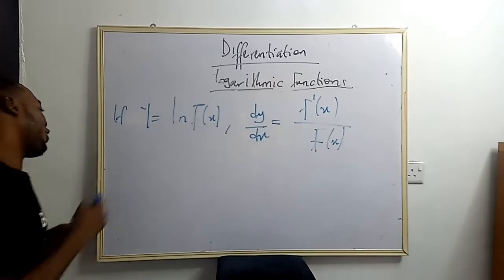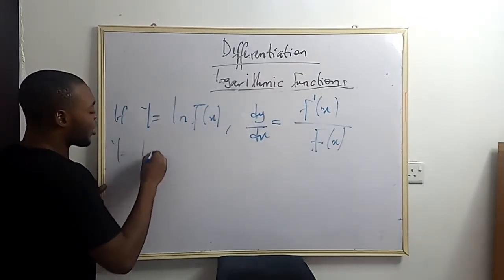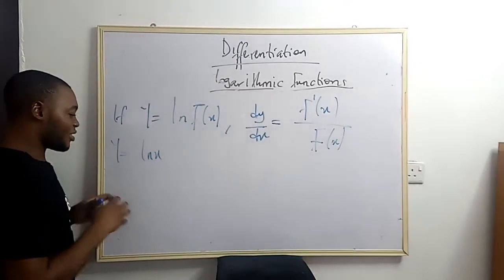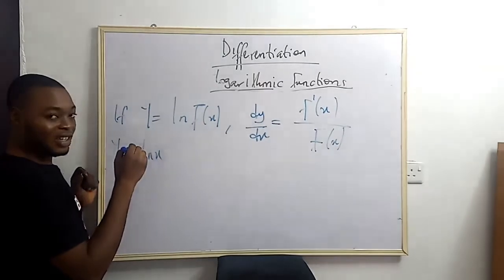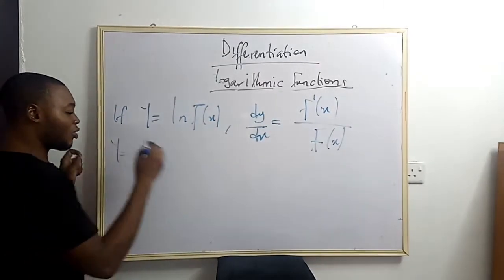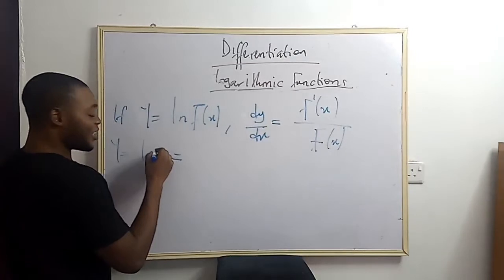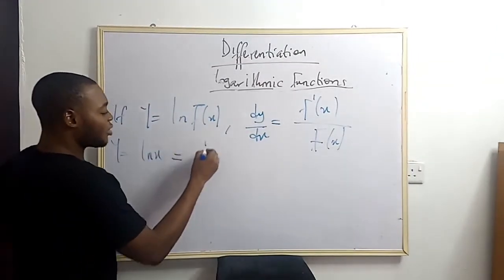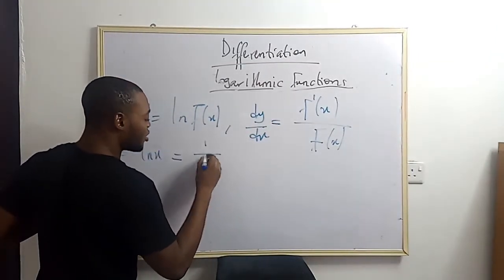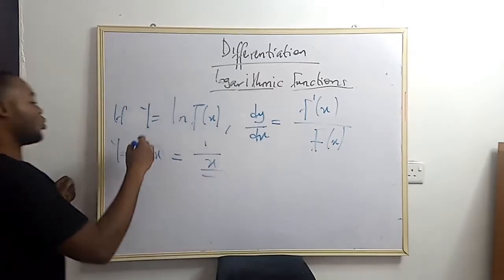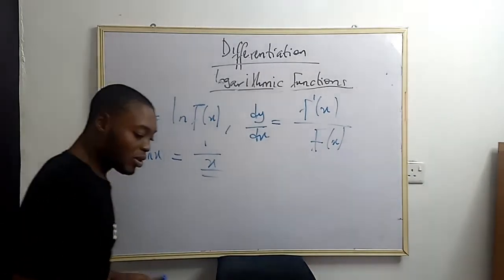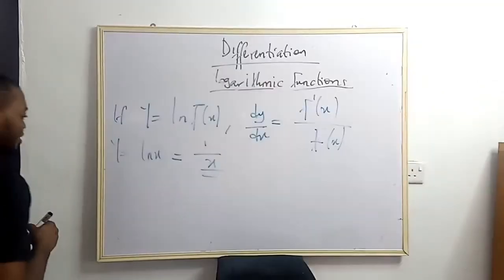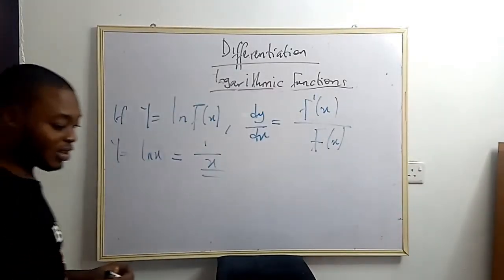The meaning of this is that if you have y equal to log x, then the formula says dy/dx is equal to f prime of x, that is differentiate x, which is 1, all over f of x, which is x. So you can see that dy/dx is 1 over x, the same thing as we learned in the other method. This comes in handy because while differentiating other functions, you can quickly use this.